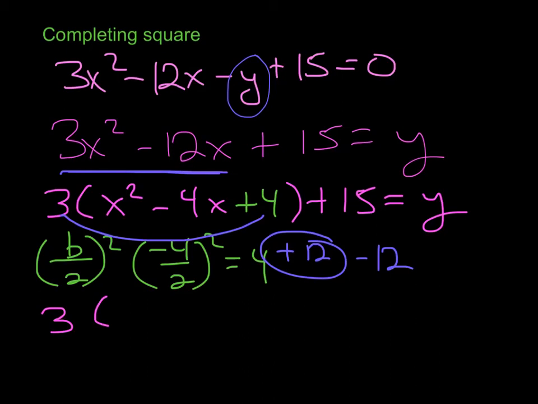So now I'm going to get 3, and now I can complete the square on this, right? Or I can square it out rather. So this is simply going to be x minus 2 squared. So where did that come from?